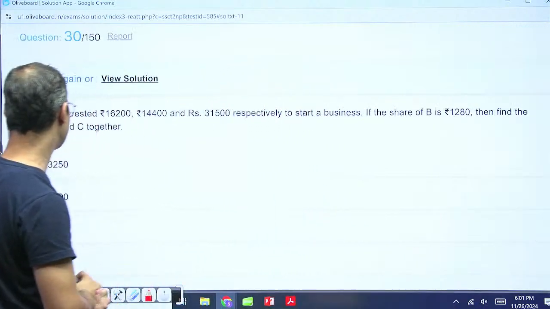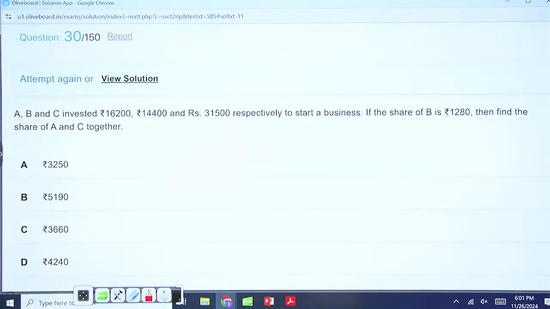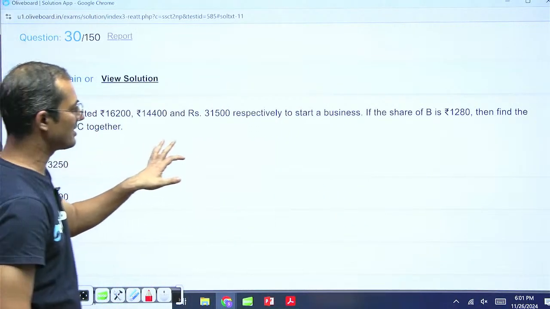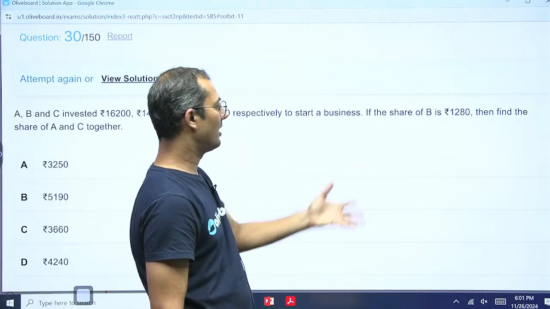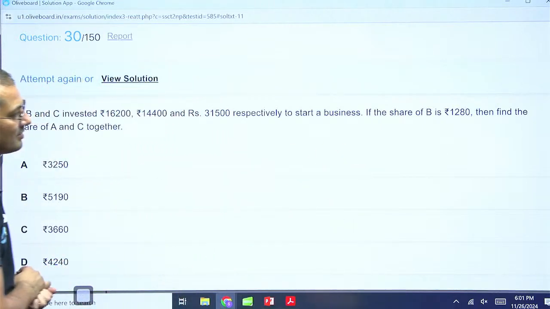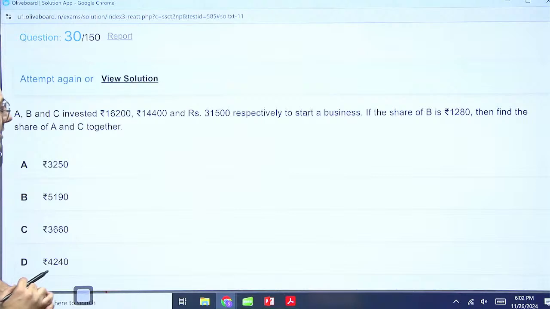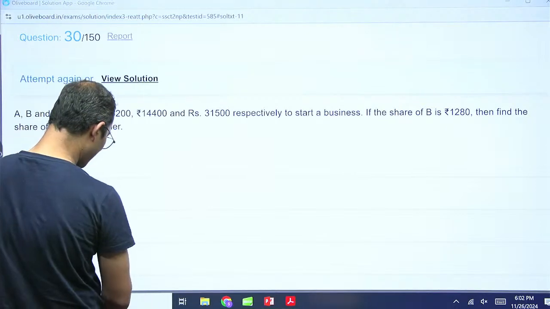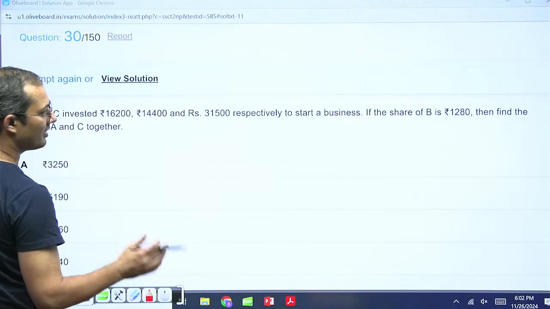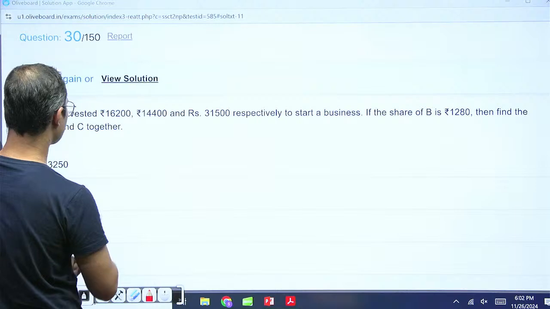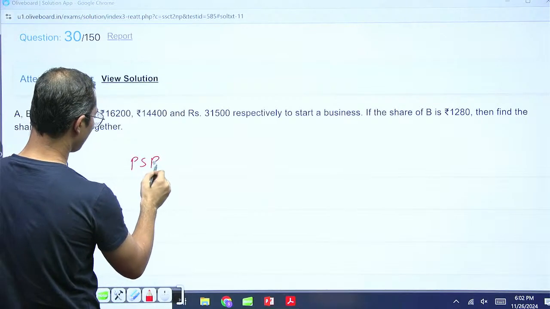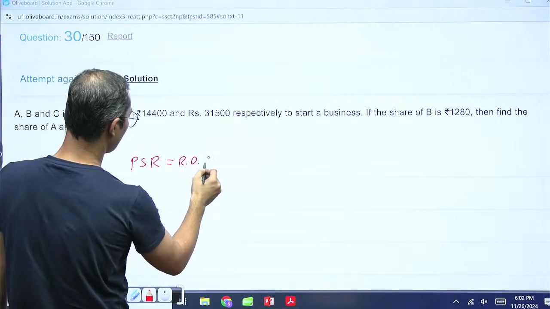Yes, please tell me what is the answer of this question. A, B and C invested rupees respectively to start a business. If the share of B is 1280, then find the share of A and C together. See, the profit is always distributed in the ratio of their capital, right? So we can say that the profit sharing ratio is equal to the ratio of capital.